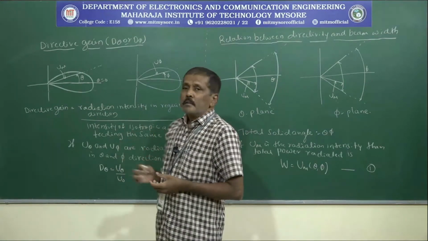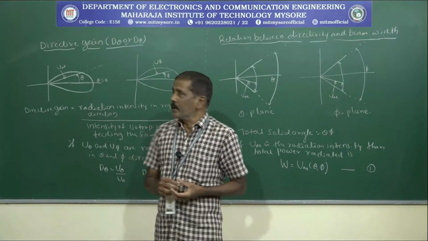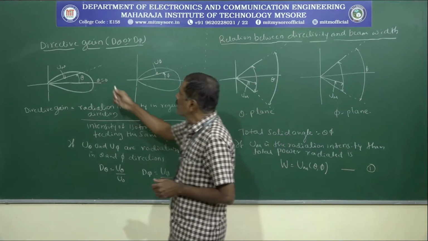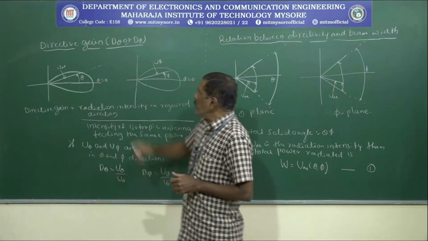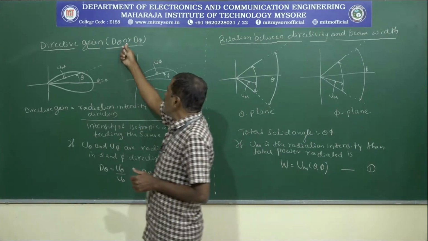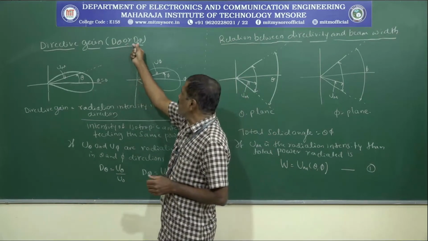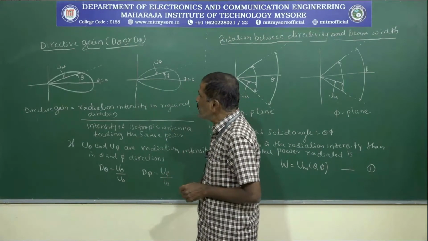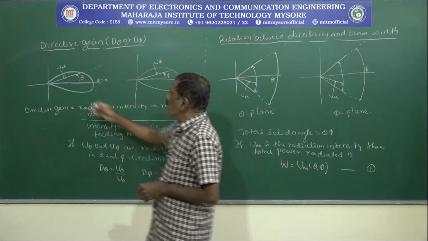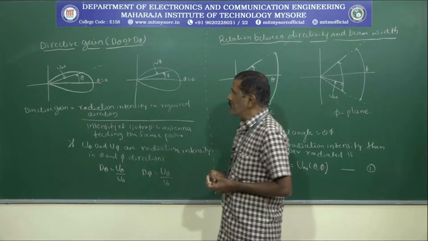Now, let us consider one more parameter of antenna, that is directive gain. Directive gain can be in the theta direction, then we call it D theta, or if it is in the phi direction, then we call it D phi. Now, this is the radiation pattern of an antenna in the theta plane, and this is the radiation pattern of an antenna in the phi plane.